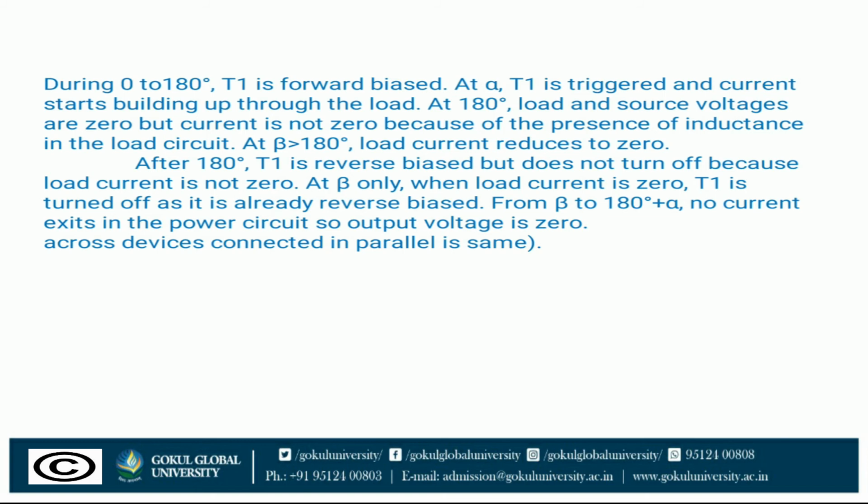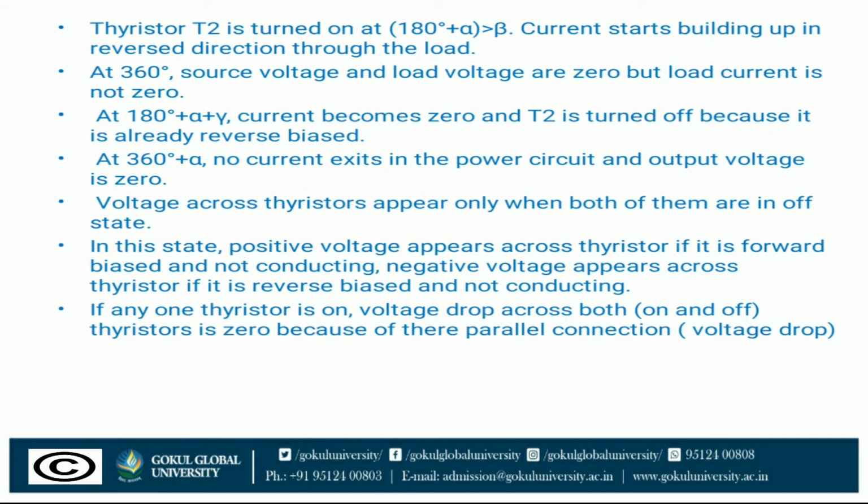From beta to 180 degrees plus alpha, no current exists in the power circuit, so output voltage will be 0. Thyristor T2 is turned on at pi plus alpha, which is greater than beta. Current starts building up in the reverse direction through the load. At 360 degrees, source voltage and load voltage are 0, but load current is not 0.